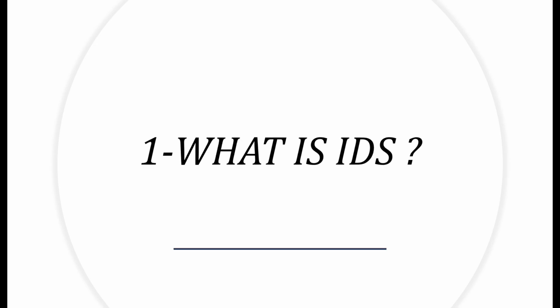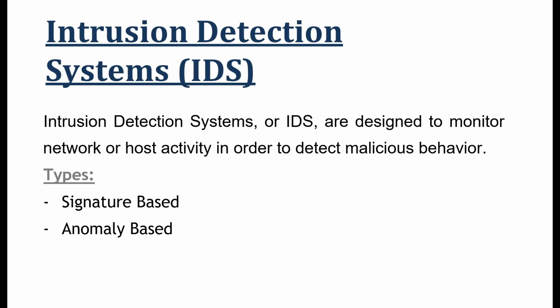What is IDS? Let's begin with the basics. An intrusion detection system, or IDS, is a tool designed to monitor network or host activity in order to detect any malicious behavior. There are two main types of IDS. Signature-based IDS. This works by matching network traffic against a database of known attack signatures. They are effective for known threats, but blind to the new ones.